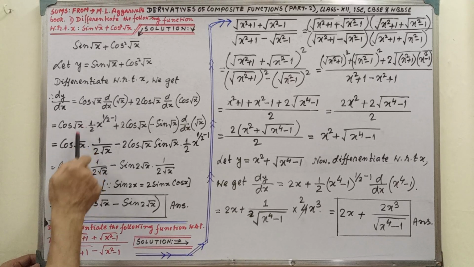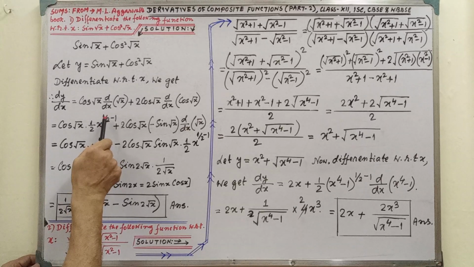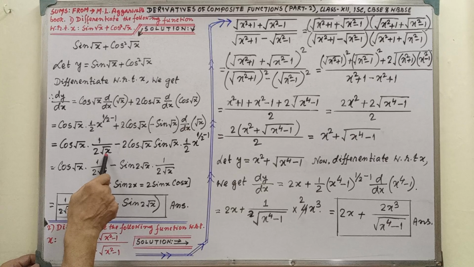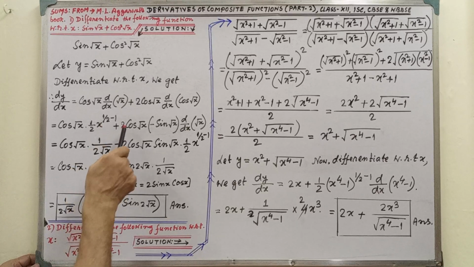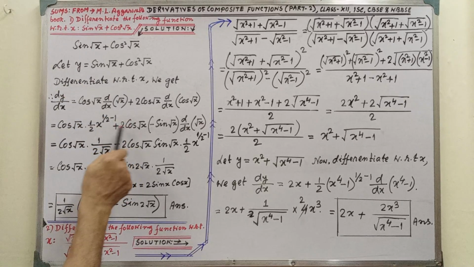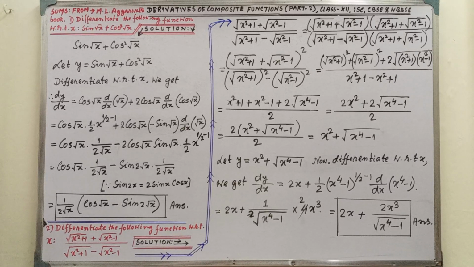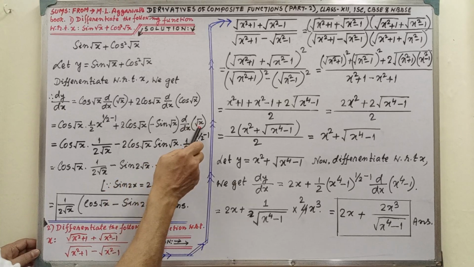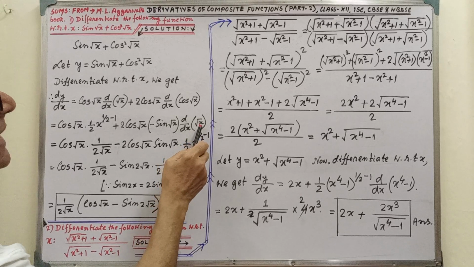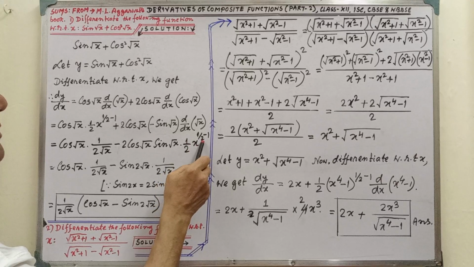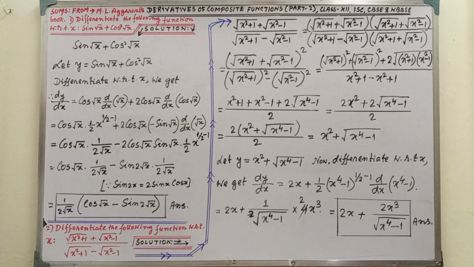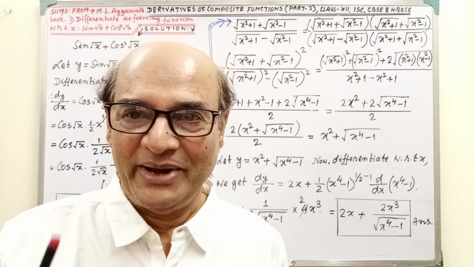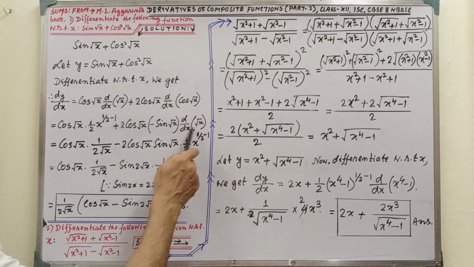Now simplify, that is cos root x, and this is x to the power minus half. When it comes to the denominator, then minus will be plus, and x to the power half is root x. So this we may write 1 by 2 root x, and here 2 cos root x, plus minus, that will be minus, sine root x, cos root x, sine root x. And differentiation of root x, that is x to the power half, that is half into x to the power half minus 1, by applying the formula x to the power n, that formula known to you very well, that is derivative of x to the power n equal to n into x to the power n minus 1. By that formula we are getting this.